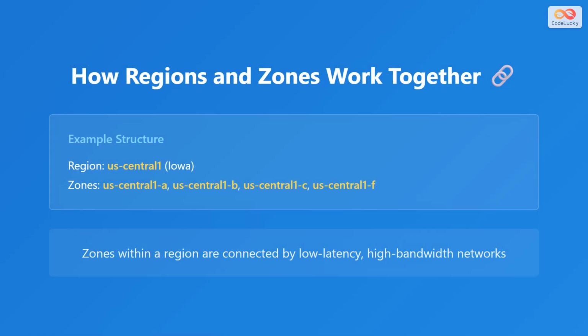Let's look at how regions and zones work together with a concrete example. The region US-Central1 is located in Iowa. Within this single region, there are multiple zones: US-Central1-A, US-Central1-B, US-Central1-C, and US-Central1-F. All these zones within the same region are connected by low latency, high bandwidth networks. This means data can move quickly between zones, allowing you to build resilient applications that spread across multiple zones while maintaining fast communication.